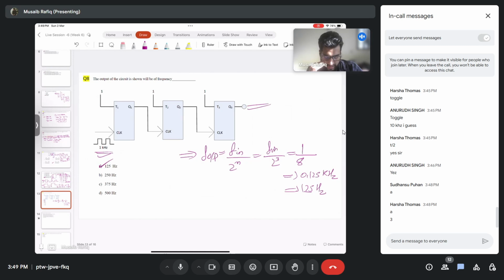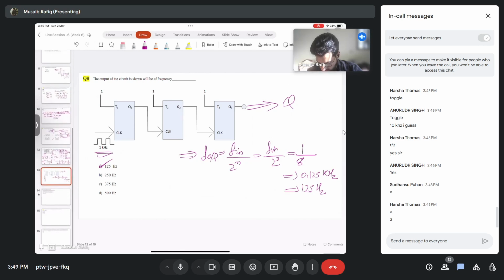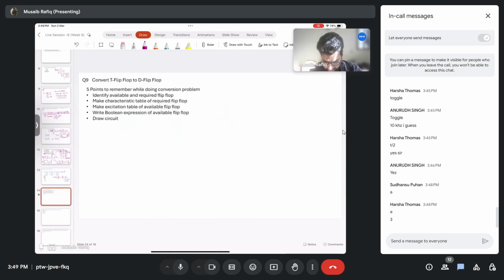By the way, what will be the time period of this? It will be 8 times the time period of the input. Whatever the time period of the input clock, it will be 8 times that. Now let's move forward to the next question, that is question number 9.